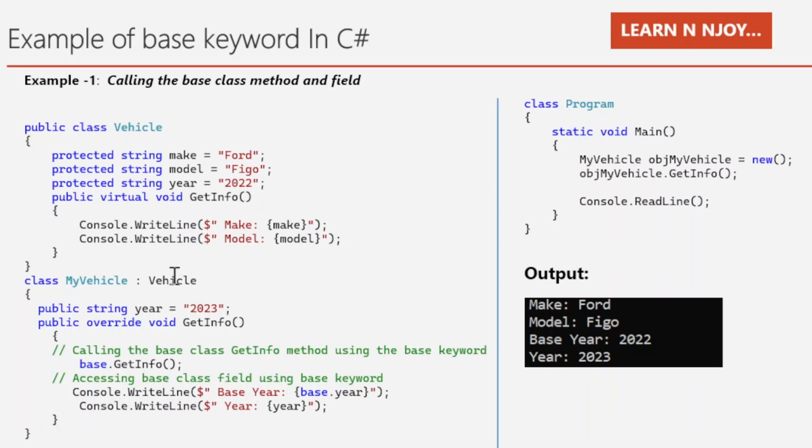Because in the vehicle class also year is defined, and here also I have defined a year. If you are going to use simple year, then 2023 will get printed, but I want to access the year of 2022 which is defined under this vehicle class. So that's why we need to use this base dot year. If we look at this output, base dot year 2022 got printed and year 2023 got printed. That's the one use case where we are going to use this base keyword, for accessing base class fields and calling base class methods.